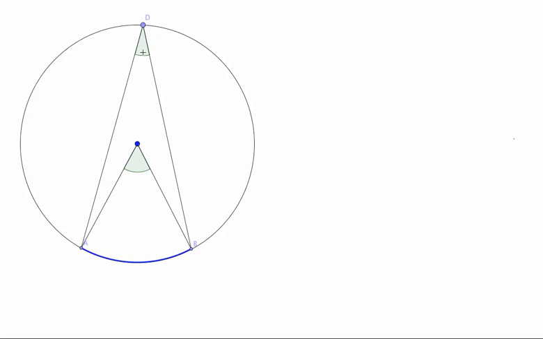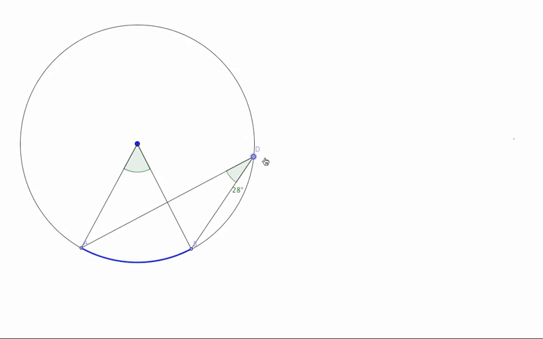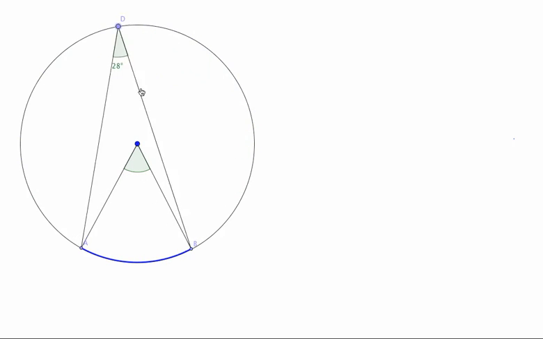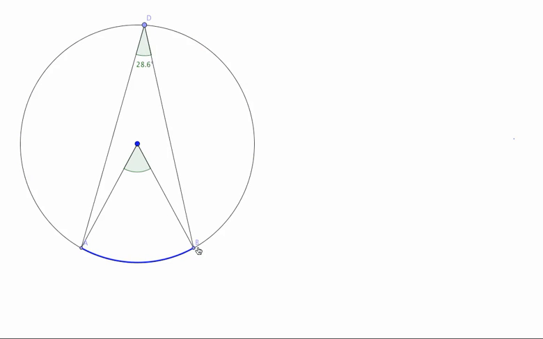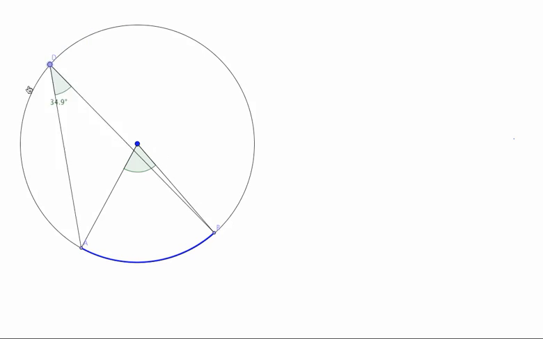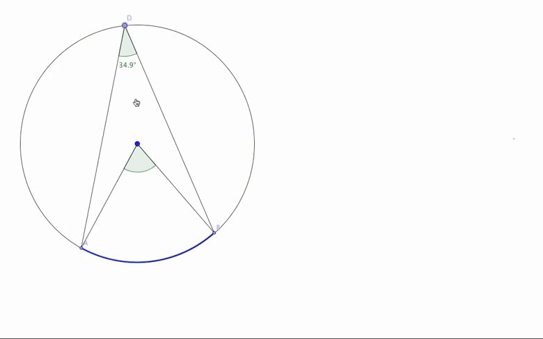So I'll just show you with the numbers. Now you can see it's 28 degrees, and no matter where we move it, it's still 28 degrees. And now if we change the size of the arc, both angles change their size as well, and it's still the same size no matter where we move it.